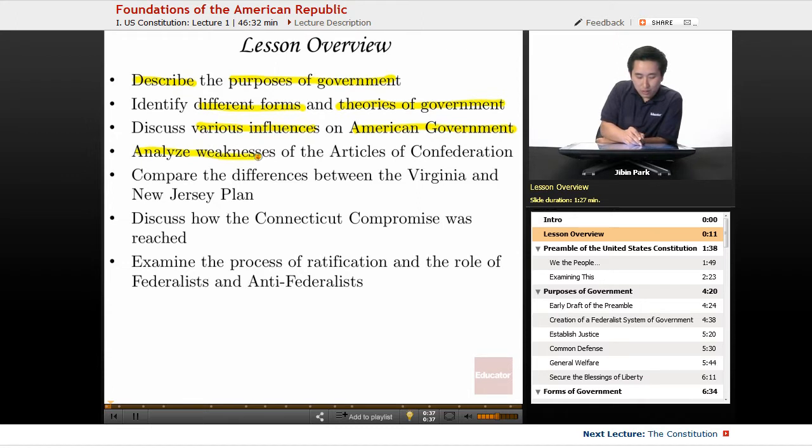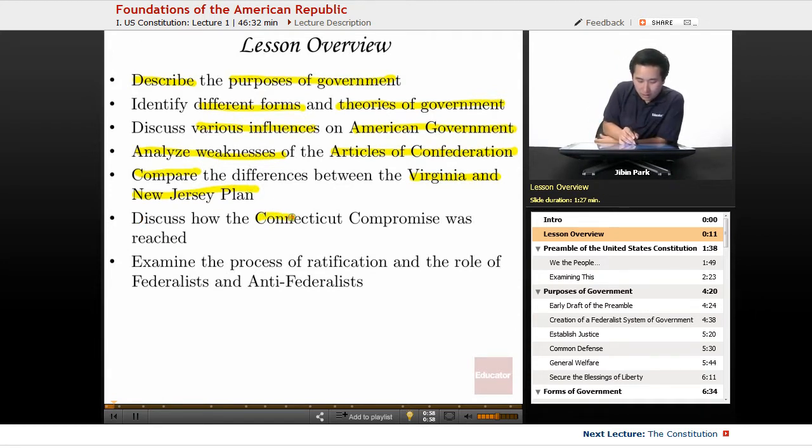We're going to analyze the weaknesses of the Articles of Confederation. So why didn't that work? Why didn't the United States of America work under the Articles? We're going to compare the differences between the Virginia and the New Jersey plan. So these were the competing ideas on how the Constitution should be laid out.